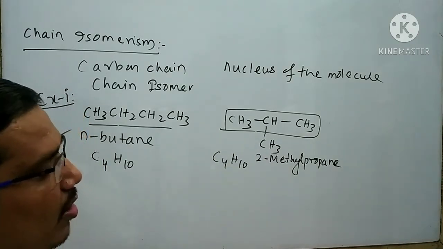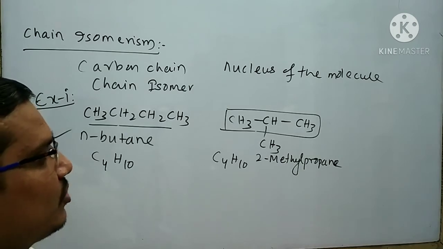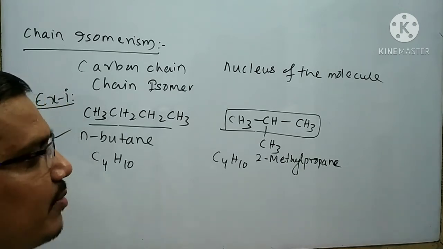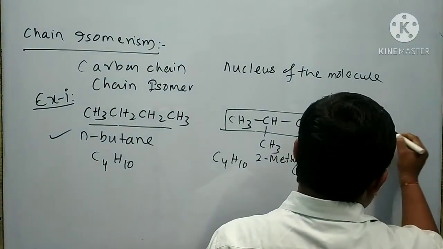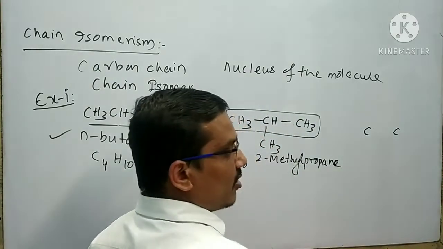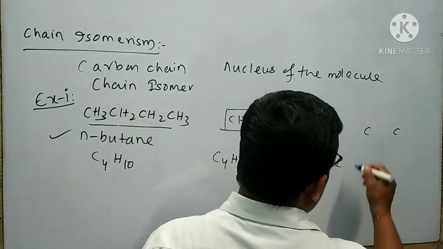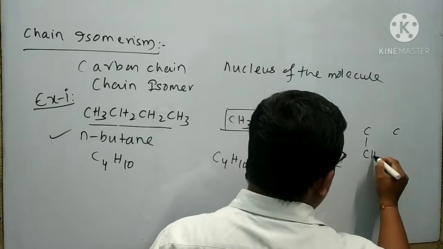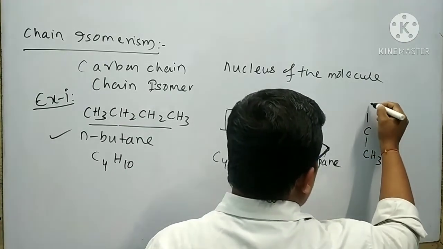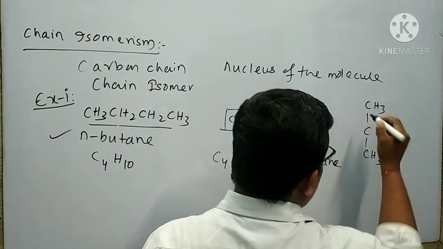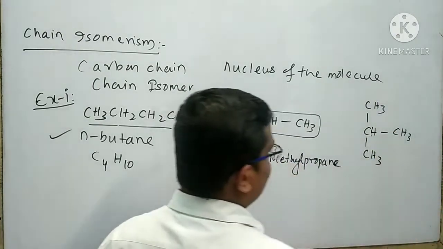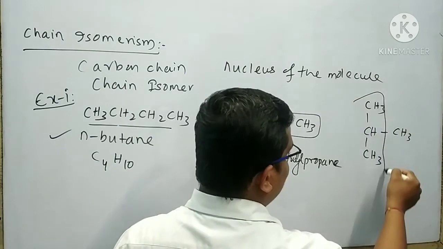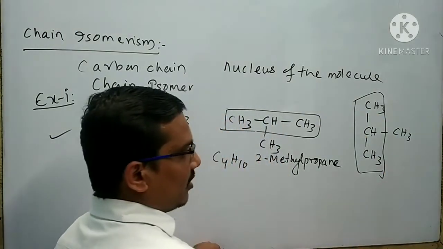Suppose I want to draw an organic compound in which 2 carbon atoms are present in the parent chain. This cannot be possible. Look at that. If I want to draw like this, these are the 2 carbon atoms present in the parent chain. Suppose I will attach here 1 carbon atom. Here also I can attach 1 carbon atom. Here I can give CH3. Look at that. Now this will be the parent chain.